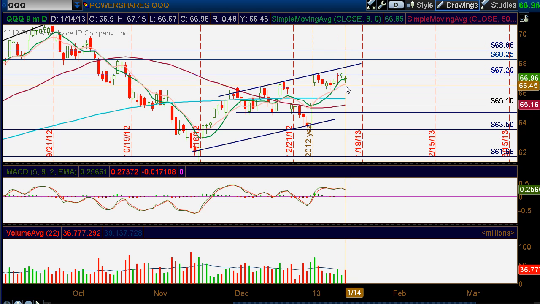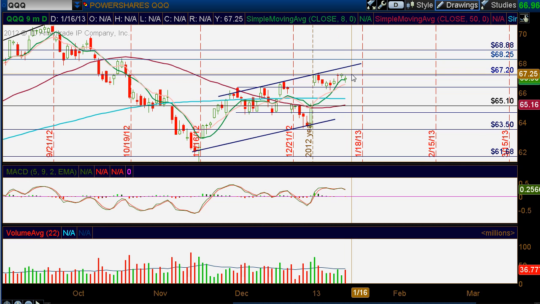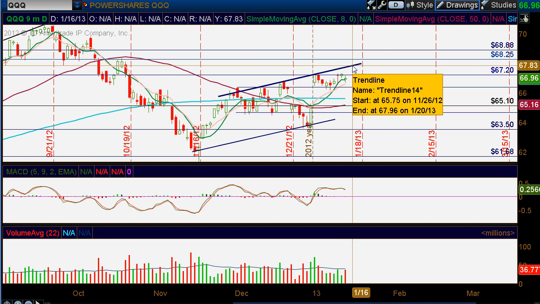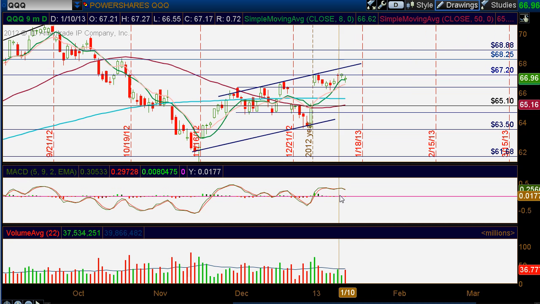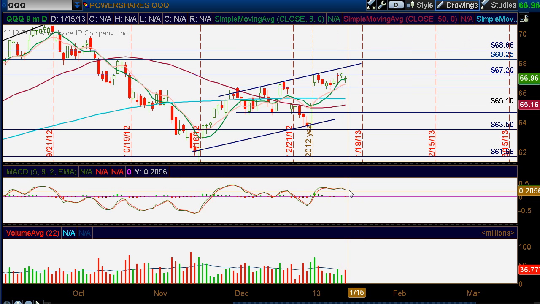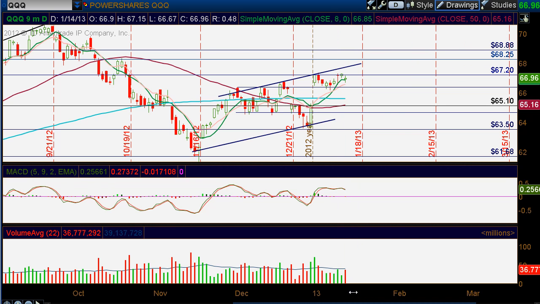But if we do not continue to the downside, if we do instead turn back north, watch the 67.20 mark as well as that upper area of resistance, because those two are really significant for us right now. And then make sure you always look at the MACD to confirm anything that you see on the chart, and pay close attention to the volume. All right, yeah, so that is all that I wanted to share with you on the chart today.